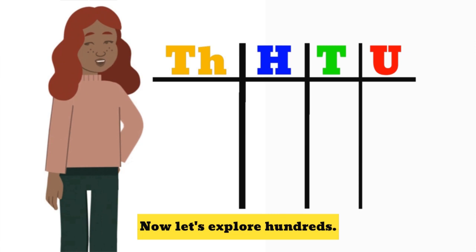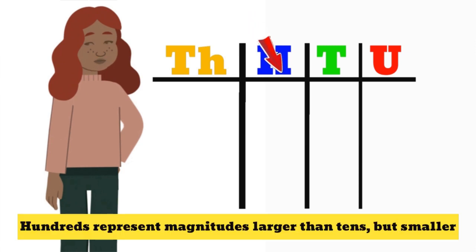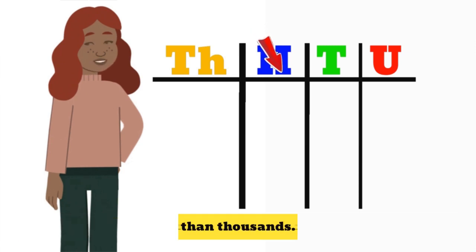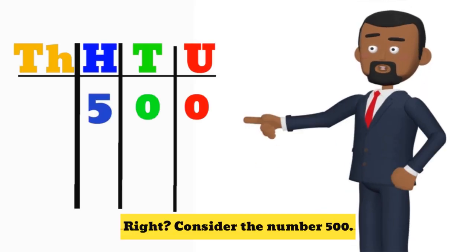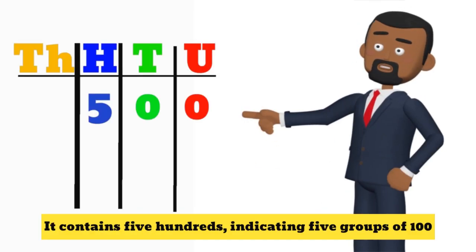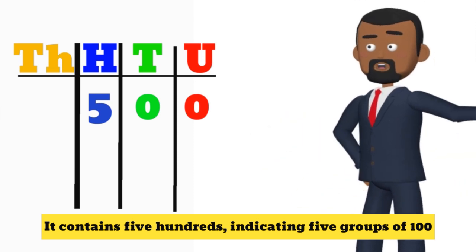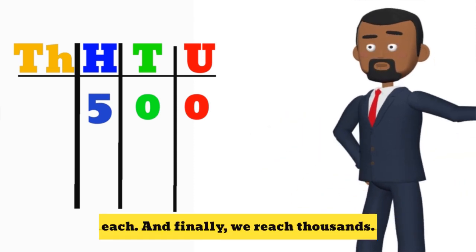Now, let's explore hundreds. Hundreds represent magnitudes larger than tens but smaller than thousands. Right. Consider the number 500. It contains 5 hundreds, indicating 5 groups of 100 each.